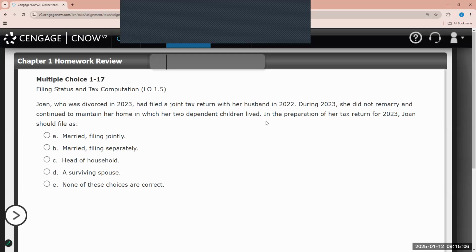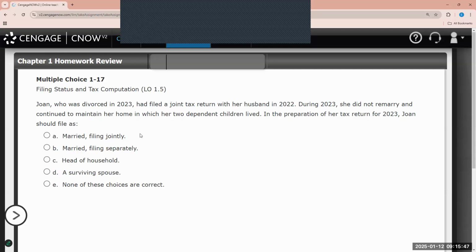Next, here we see, in the preparation of her tax return for 2023, Joan should file as, says Joan, who was divorced in 2023, had filed a joint tax return with her husband in 2022. During 2023, she did not remarry and continued to maintain her home in which her 2 dependent children lived. All right? So it lets us know she was divorced. She filed a joint return the year prior. 2023, she didn't remarry. She maintained a home and there were two dependent children.